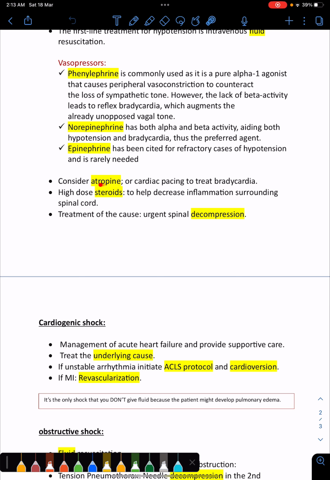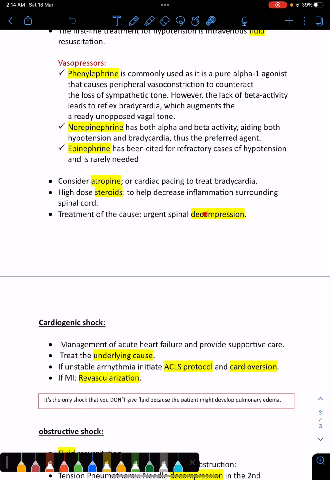So consider atropine or cardiac pacing to treat the bradycardia. High dose of steroids to help decrease inflammation surrounding the spinal cord. So as I told you, the first place the spinal cord is going to be injured is from certain trauma or certain injury, so we'll give the patient steroids to help decrease the inflammation. Treatment of the cause is just spinal cord decompression.